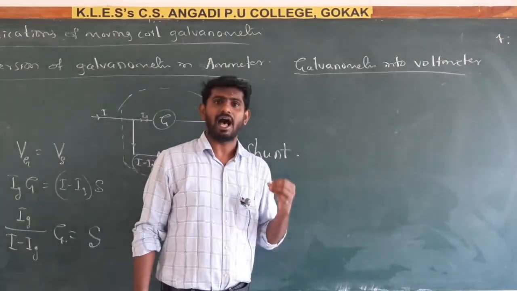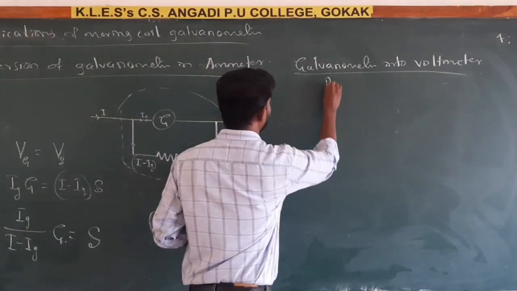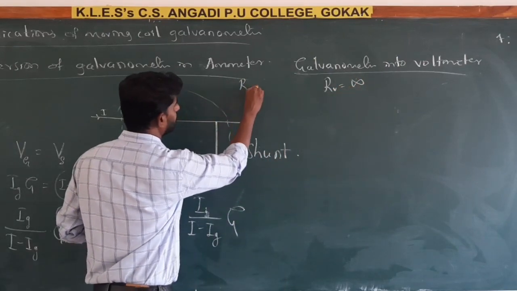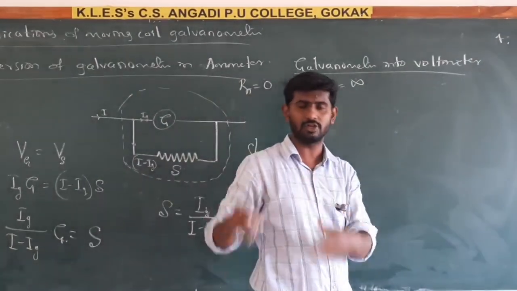The resistance of a voltmeter is infinity. The resistance of an ammeter is 0. To make an ammeter, the device's resistance should be 0.